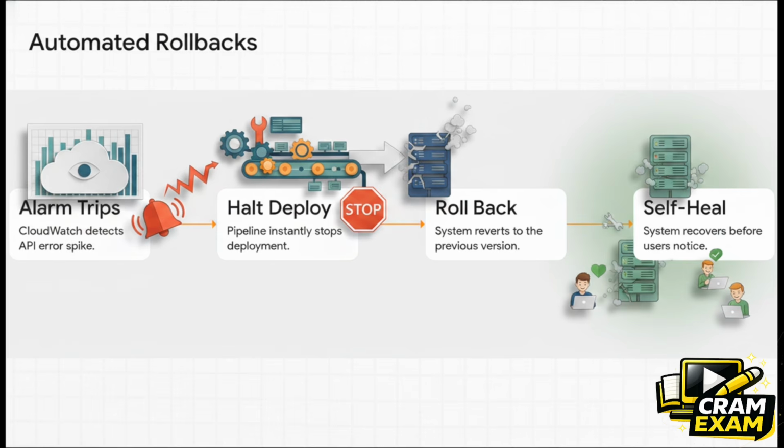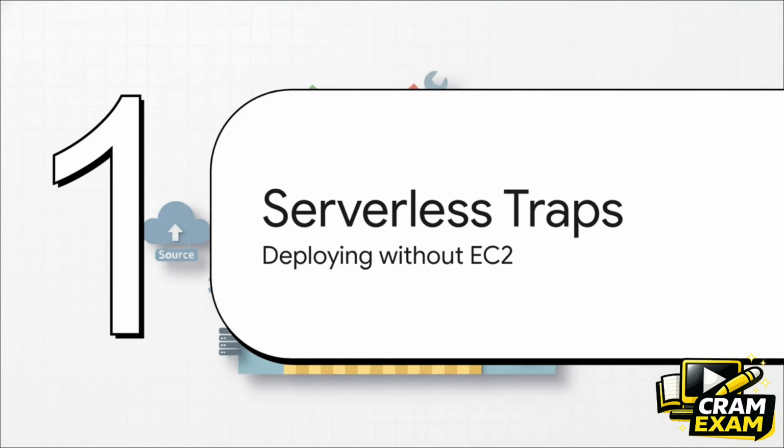The system self-heals before your users even realize there was a glitch in the matrix. Section 5. Serverless Deployment Traps. Navigating environments without EC2 instances. I need you to really watch out for the serverless deployment traps, especially if you're taking the DVA-C02 exam.